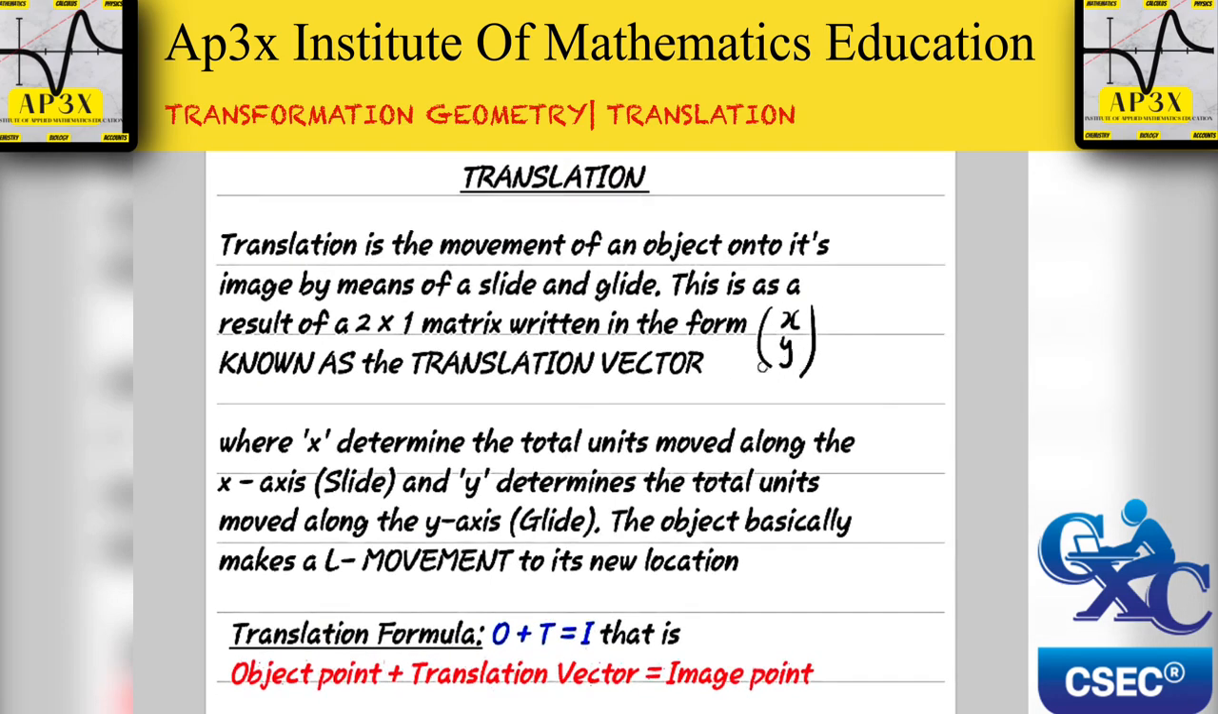Now, from the vector, the x represents the total amount of units along the x-axis that the object is going to slide. So the translation vector is pretty much acting as if you're replotting a point. If the object, let's say for example, is a triangle, and the triangle has 3 points, then each piece of that triangle will move by the same vector.